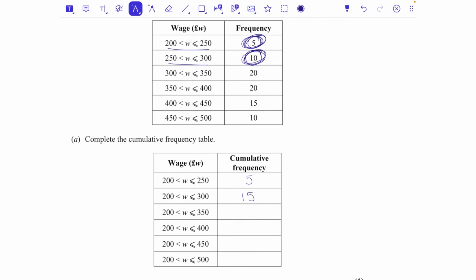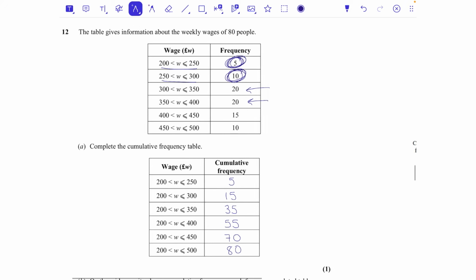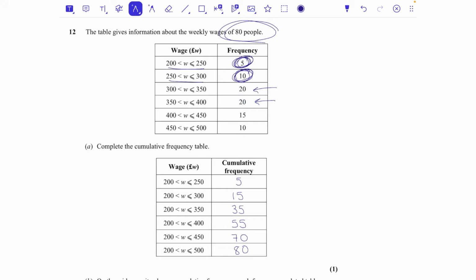The next class interval, the next category, goes from 200 to 350. So I now need to make sure these 20 people are also included. So we're going to add on 20, and that takes us up to 35. Then we're going to add another 20 for these people to get up to 400, and then that's going to be 55 people in that. And then we're adding 15, so that's going to take us up to 70. And then we've got 10 more, so that takes us up to 80. Now that bottom figure should be the total number of people. And because they told me there were 80 people, and I've got 80 there, I'm happy that that is correct.